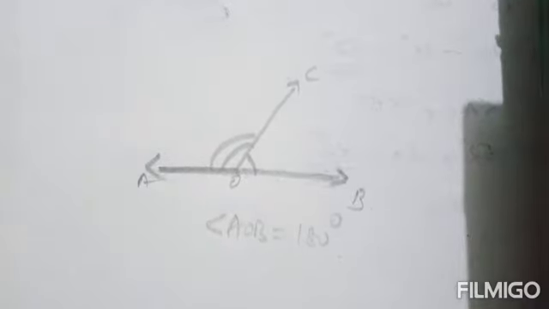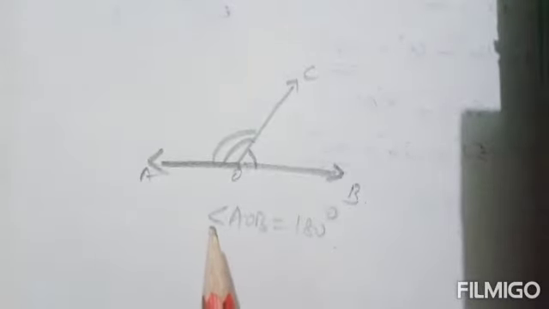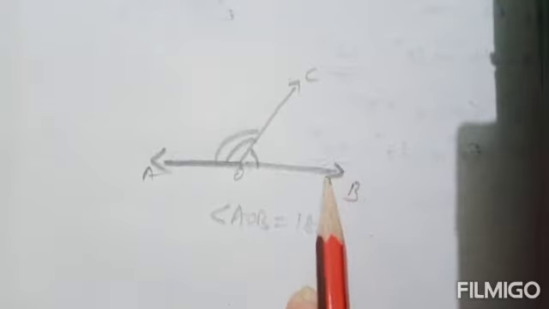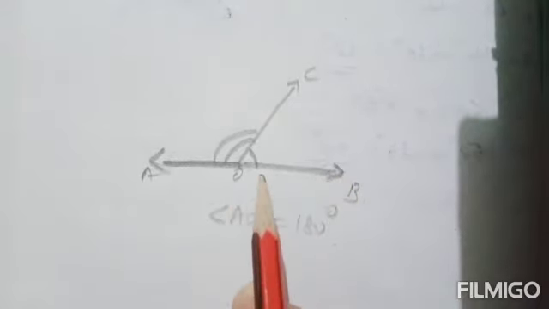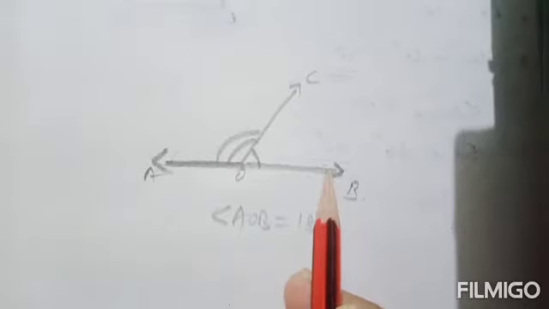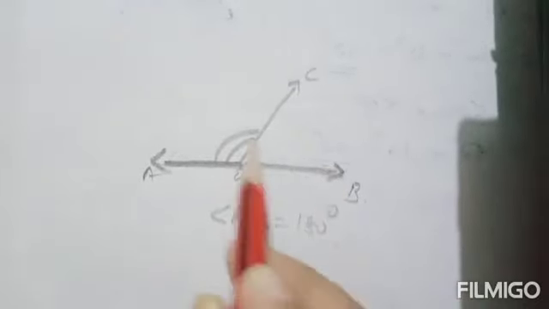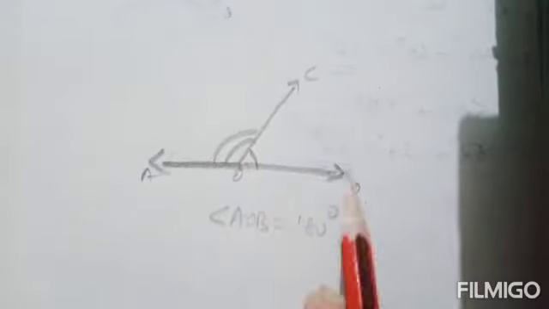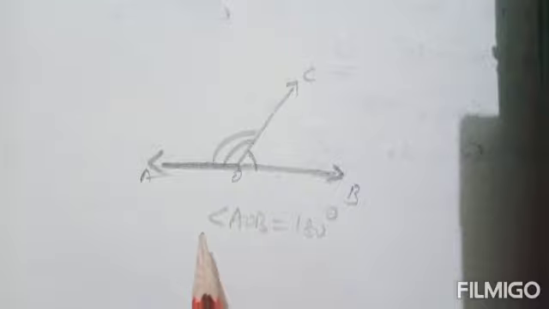Its converse is also possible: if the exterior arms of two adjacent angles are in the same straight line. If OA and OB, these are the exterior arms of the two adjacent angles here, and if they are in the same straight line, then what we can say is the sum of the angles is 180 degree. That is, angle AOC plus angle BOC will be 180 degree.